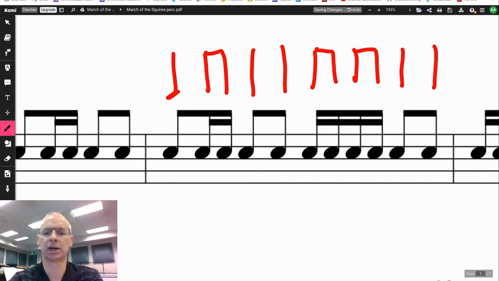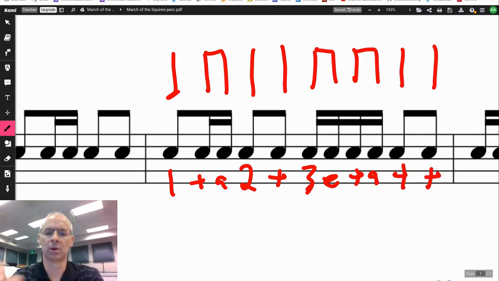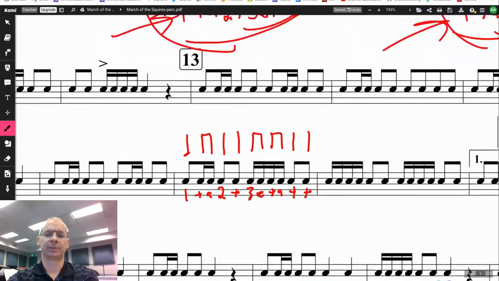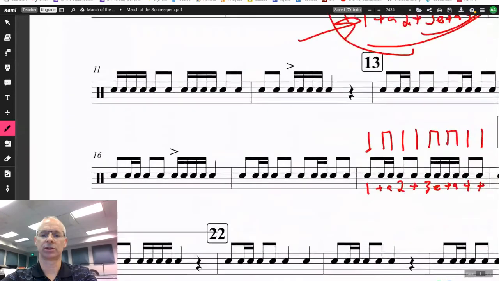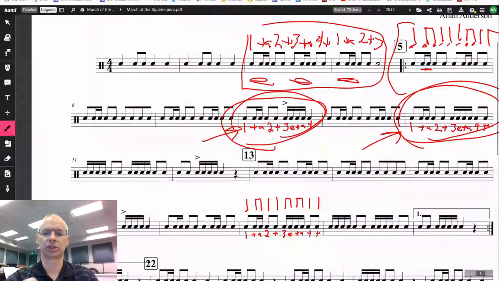Ta, ti, ti, ta, ta, ti, ti, ti, ti, ta, ta. 1, 2, and 3, 4, 1, and 2, and 3, 4. Same rhythm as if I counted it in 16th notes. One and a 2 and 3E and a 4 and, or really slow, 1 and a 2 and 3E and a 4 and.